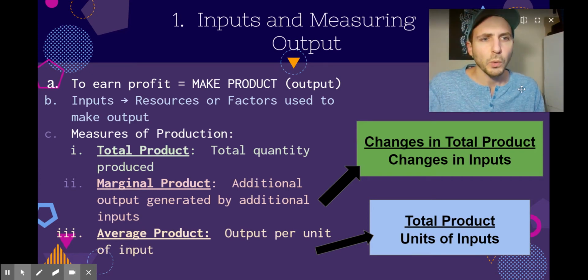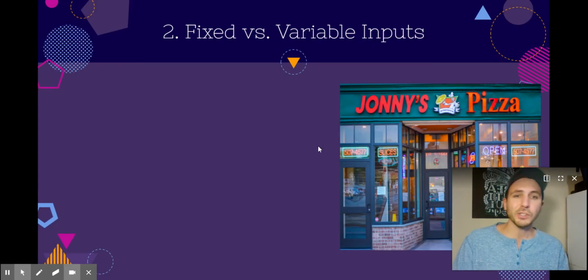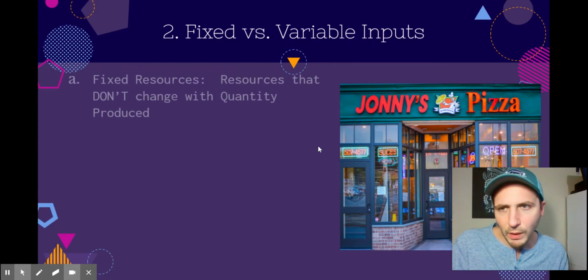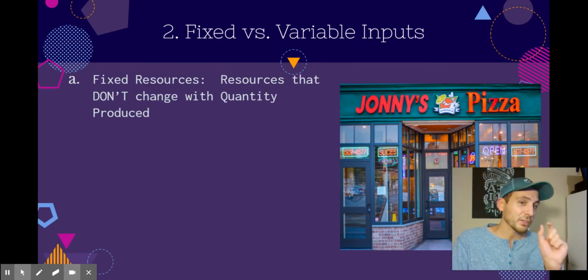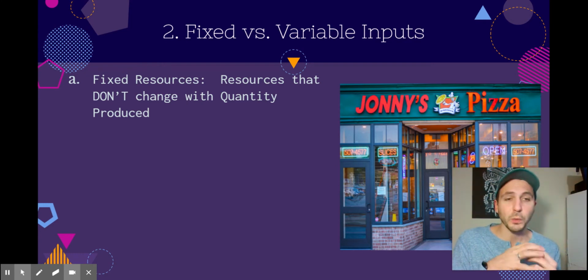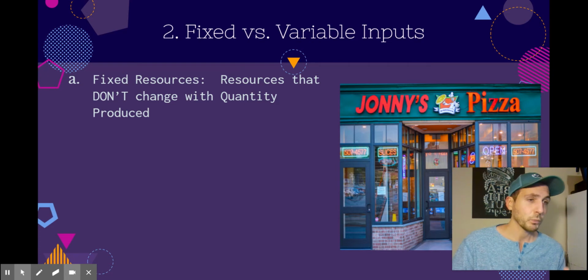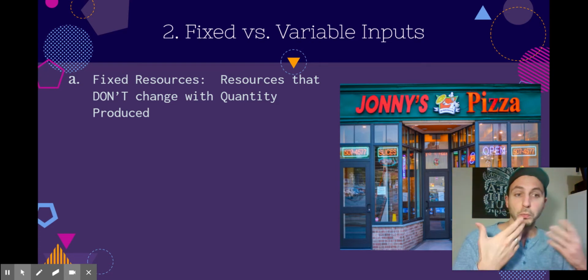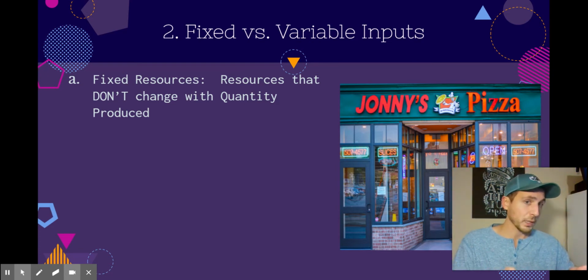Okay, so those are the equations, those are definitions. What's it mean? Well, in order to figure that out, we have to understand two different types of inputs. There are fixed inputs and there are variable inputs. Fixed resources are resources that don't change with the quantity that's produced. For example, if we've got Johnny's Pizza here, a pizza oven is a fixed resource, right? In order to produce more pizzas, I don't need more ovens, right? I have one oven. I can produce a lot of pizzas there, right?